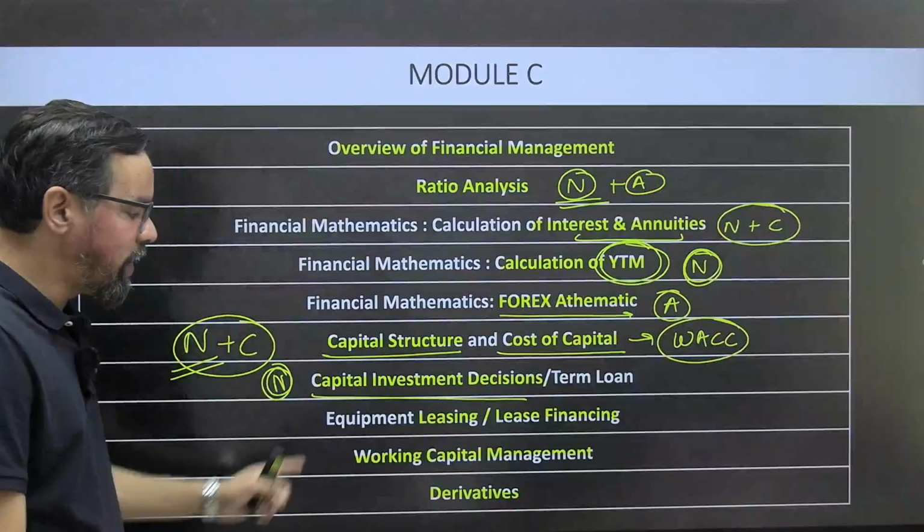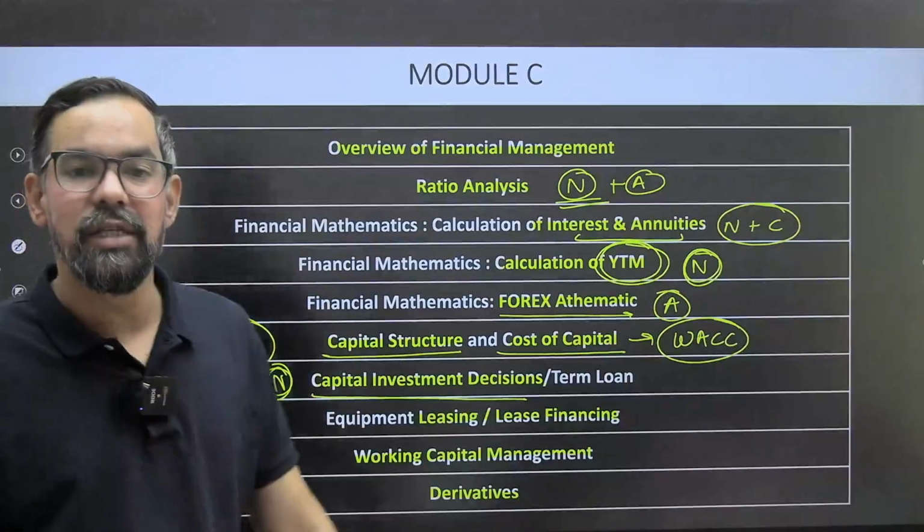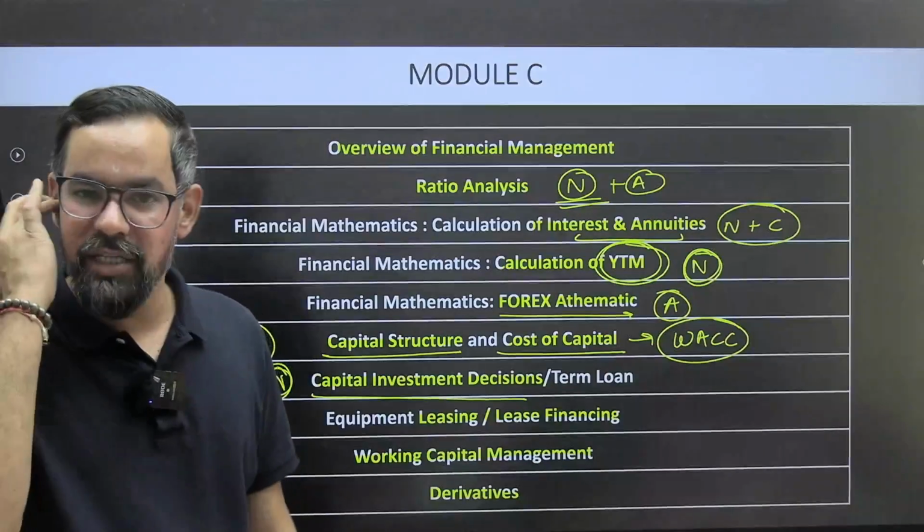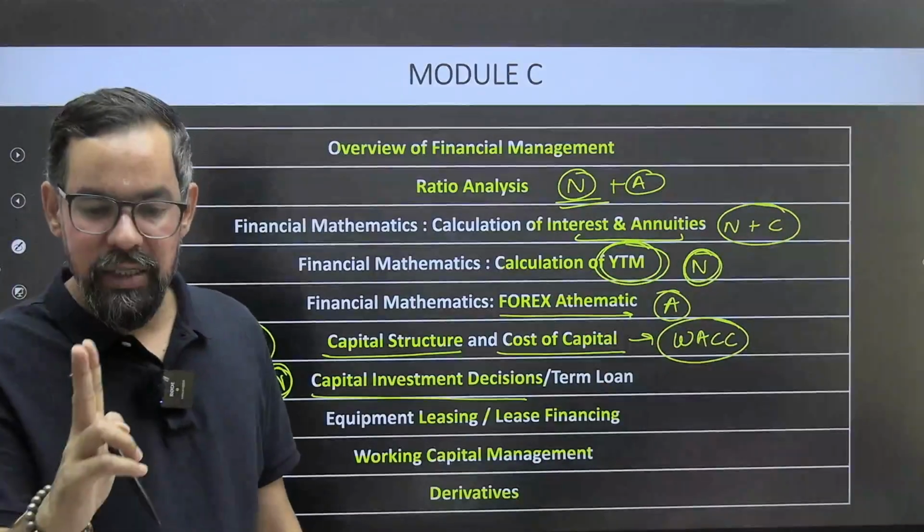Then the next one is equipment leasing and lease finance. You have to follow Accounting Standard 19, and as per this one, we have two major types of lease.